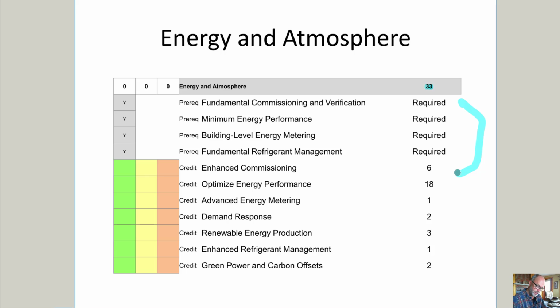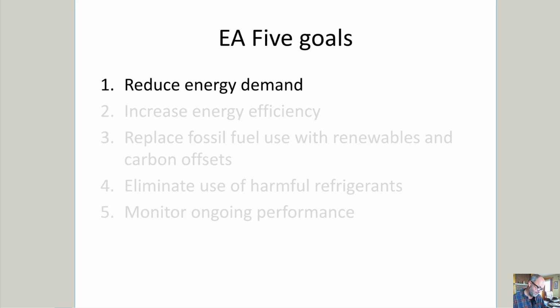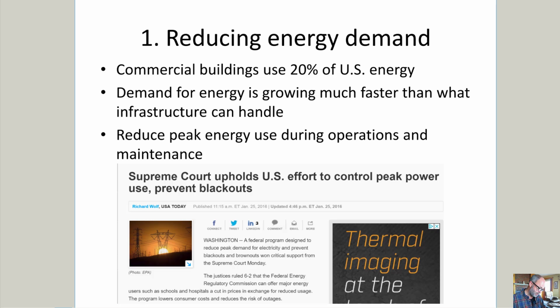prerequisites and a bunch of credits, including optimizing energy performance, which is 18. So half of the credits in this category are optimizing energy performance. I guess that makes some sense, doesn't it? So we're going to divide this into 5 different goals, and this video will be just about reducing energy demand. I have other videos for the others. So let's move on to talking about energy demand.